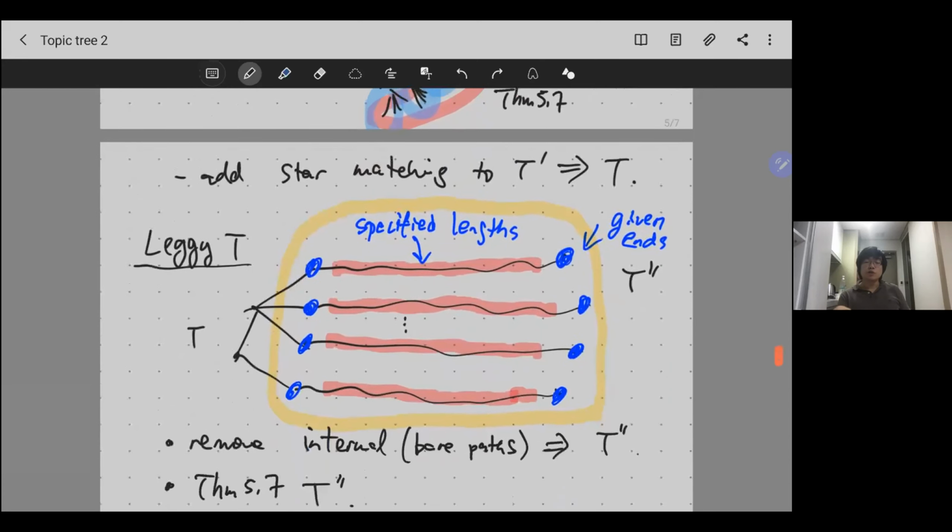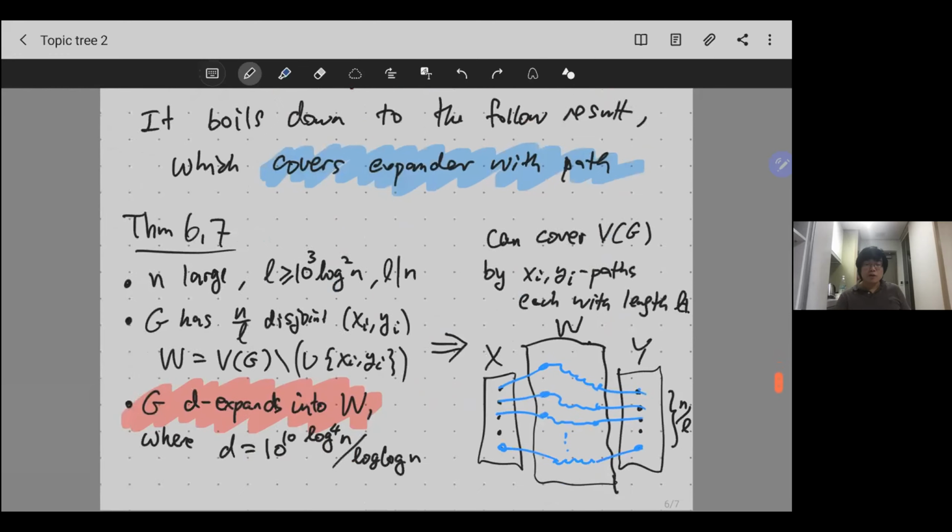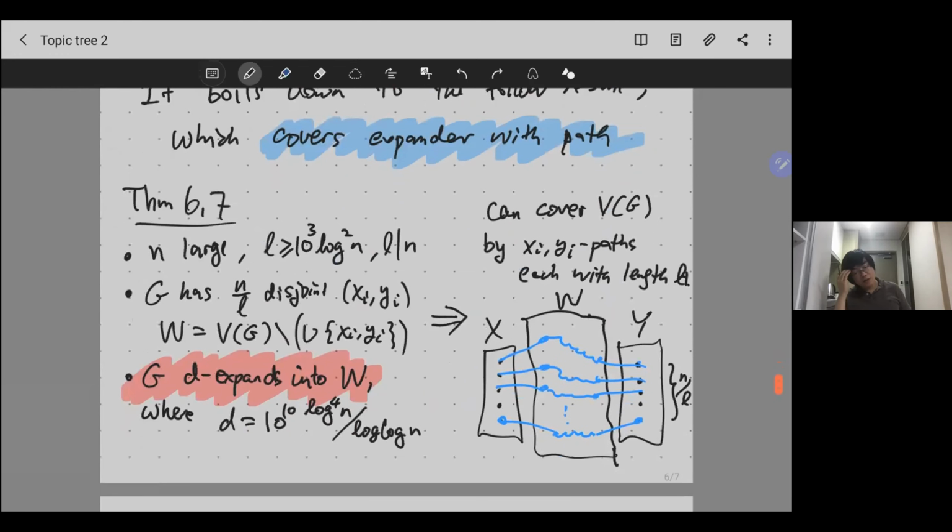We talk about the more challenging case, when we have to find a path with given ends and specified length to cover a set of vertices that's left to be covered. This is essentially 6.7, saying that if we have some sort of expansion property, G is an expander of some sort, then we can cover the whole vertex set with a path.